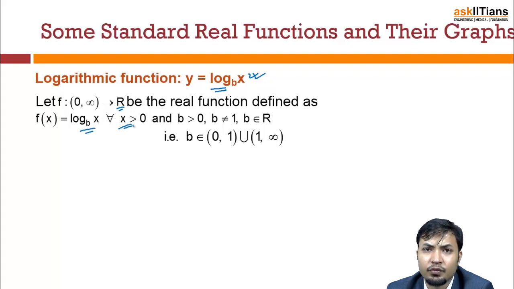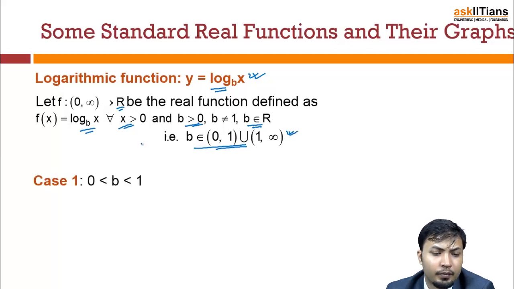For every x greater than 0, my b will also be greater than 0. B cannot be equal to 1. Why? Because the base cannot be 1 over here. It depends and varies from case to case, but it cannot be 1, that is for sure. B will also lie in R. So the domain for B is this one.